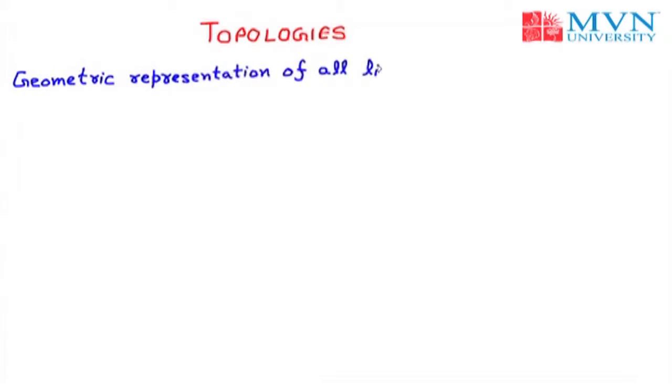Today we will discuss our next topic, that is topologies. Topology is the geometric representation of all links and network devices. Basically, topology is the layout by which we can define any of the network devices. We can provide the layout with the help of topologies. So we have various topologies in the market, for example bus topology, ring topology, hybrid topology.